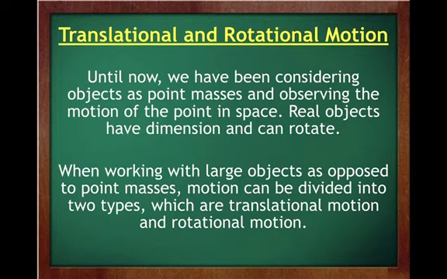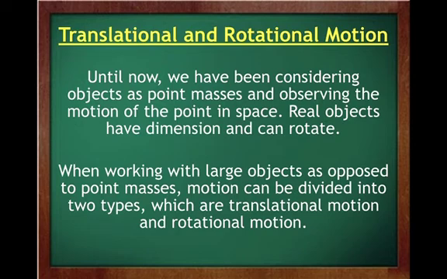Like I said, we've already been considering objects as point masses, and we observe the motion of the point in space. We just did a whole thing on two-dimensional collisions where it was this one object. It could move up and down, it can move left and right. But we didn't consider these masses or balls spinning. We just did it as moving forwards and backwards and left and right, and that was it.